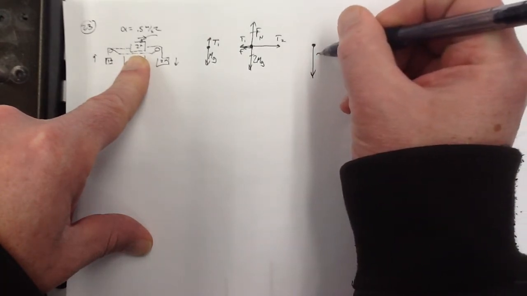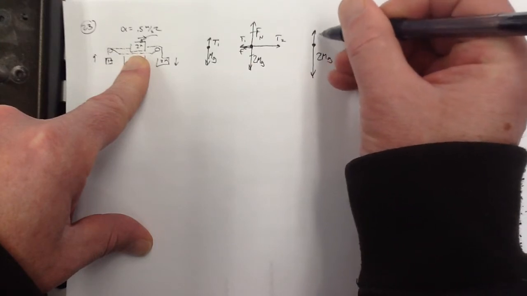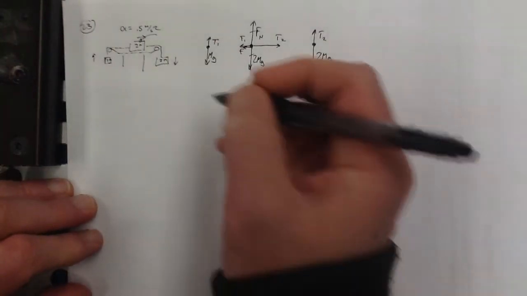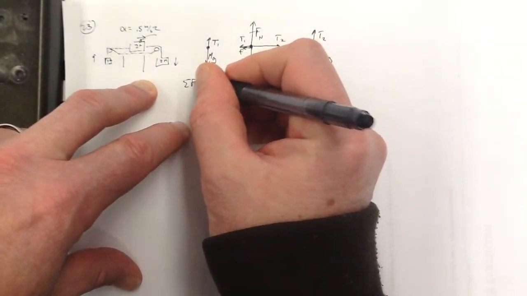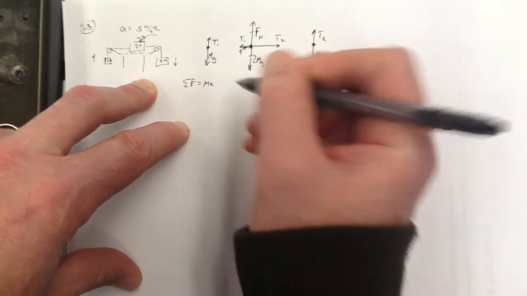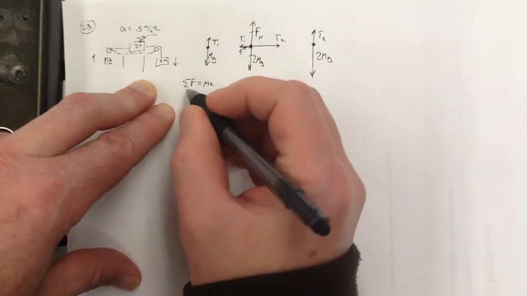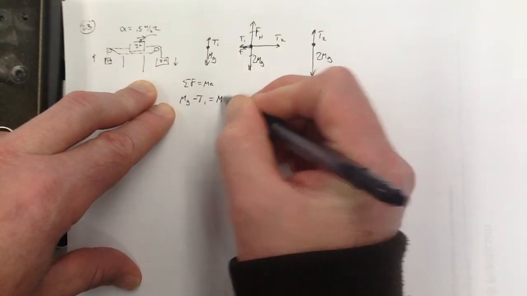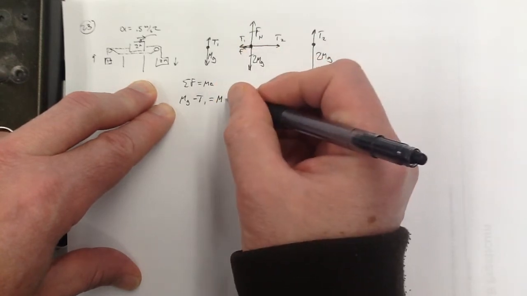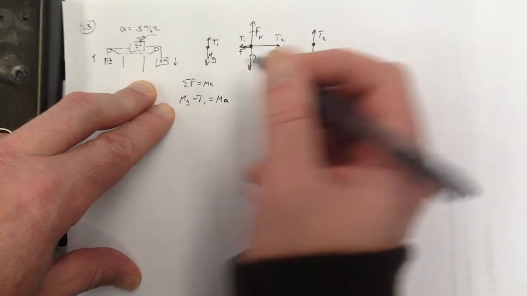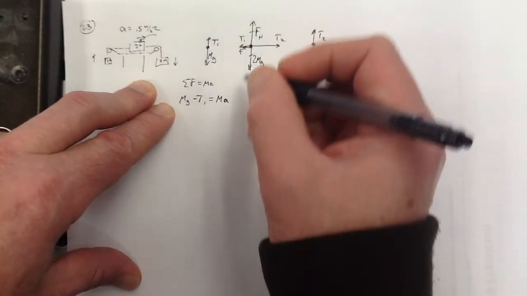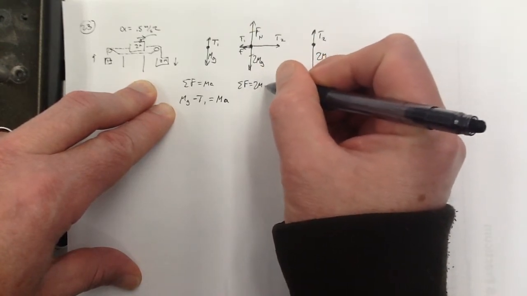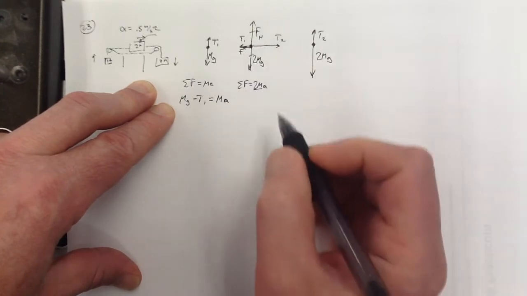And then this block here, I've got 2mg winning versus the tension in the second one, and those two would be equal. Okay, so sum of all forces equal to mass times acceleration. So here I've got mg winning minus T1 losing is equal to big M, the mass of this, times A. The A is 0.5. I'll put that in at the next step. And sum of all forces here equal to mass times acceleration. Mass of this one is 2m.